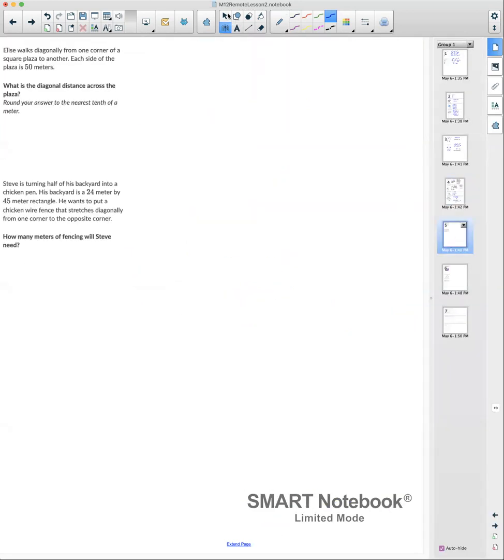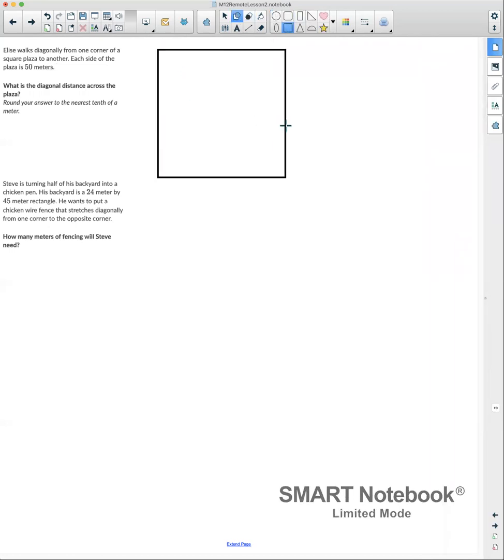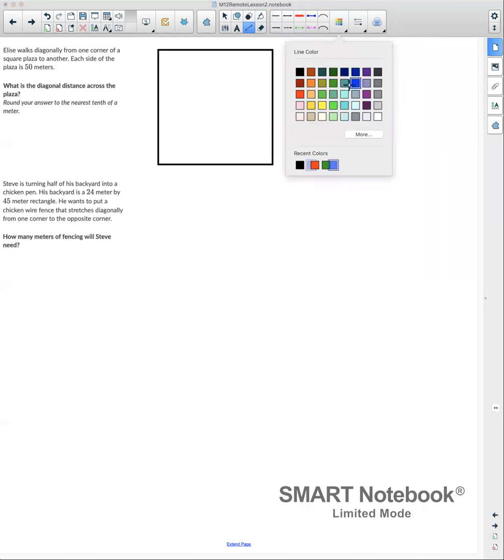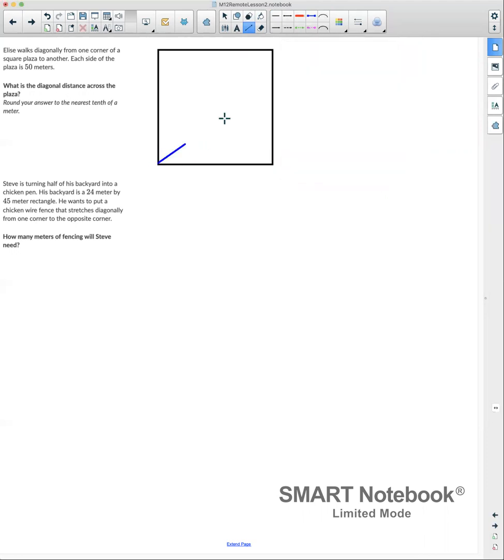All right, next one. Now these are just some word problems, so you have to draw out the question. So Elise walks diagonally, right? So that's a slanted line, from one corner of a square plaza to another. Each side of the plaza is 50 meters. So you have a square plaza. And Elise walks diagonally. So she walks like this, from one corner to the other corner, okay? Each side of the plaza is 50 meters.